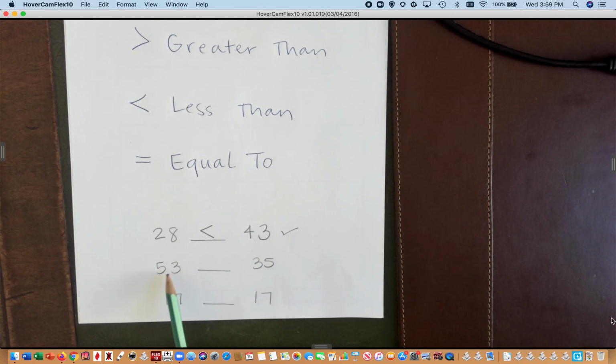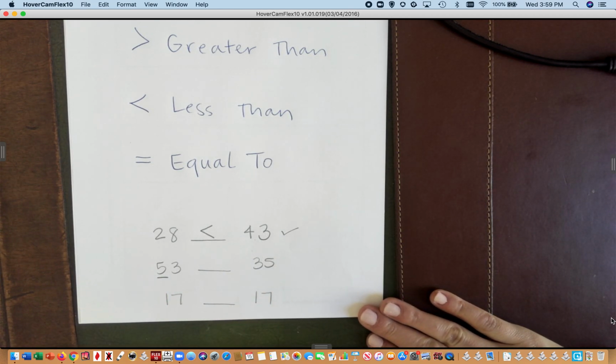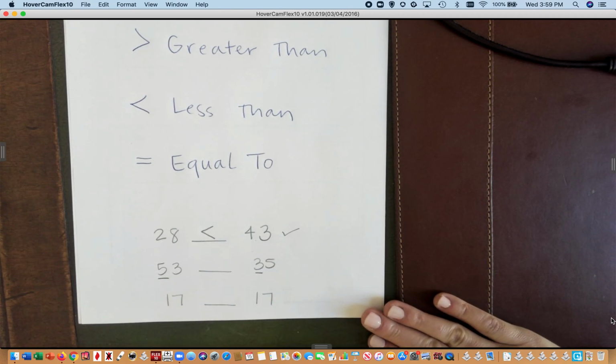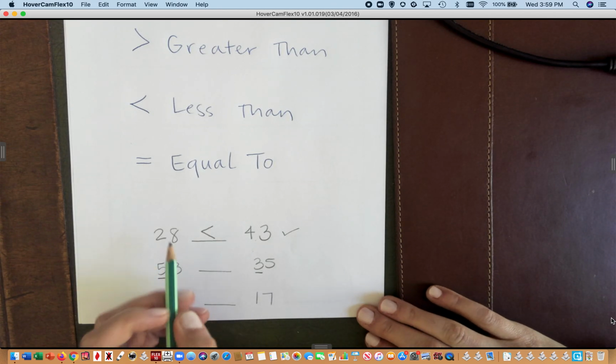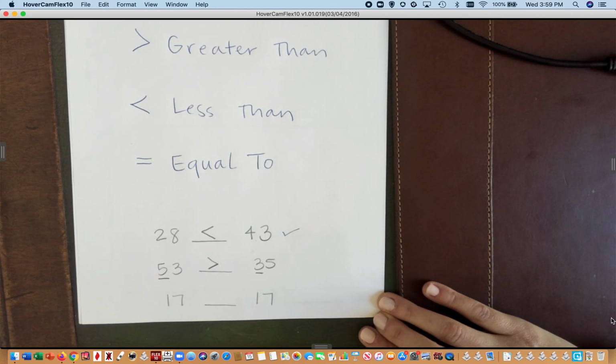Now, these both have 3's and 5's, so I need to read them carefully. 53 and 35. Well, this has a 5 in the tens place, and this has a 3 in the tens place. I could also check a number grid if I need to. I know that this number is bigger, 53, so I'm going to face the symbol open towards the 53. Then I'm going to read it to double check. 53 is greater than 35.